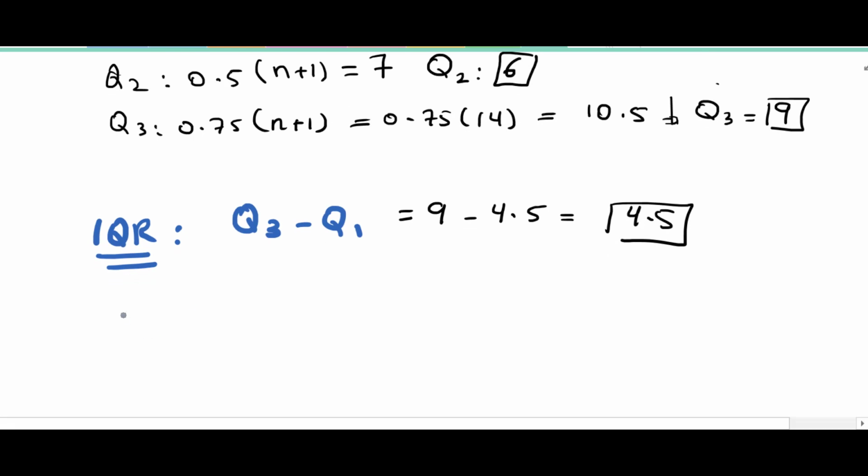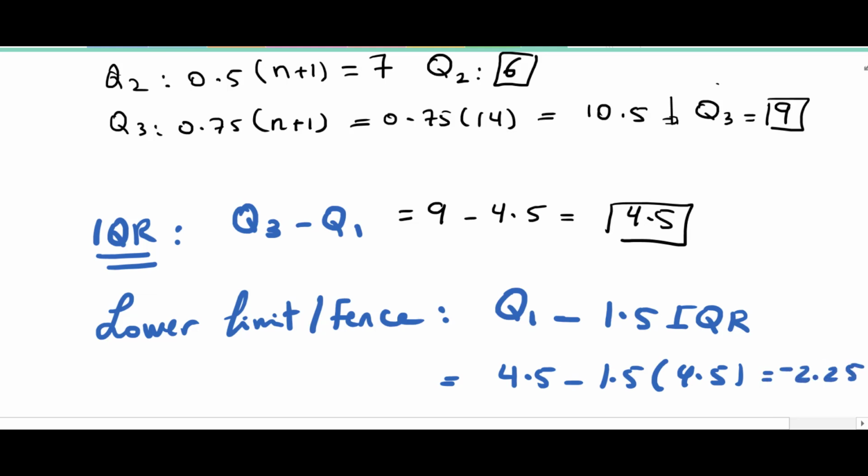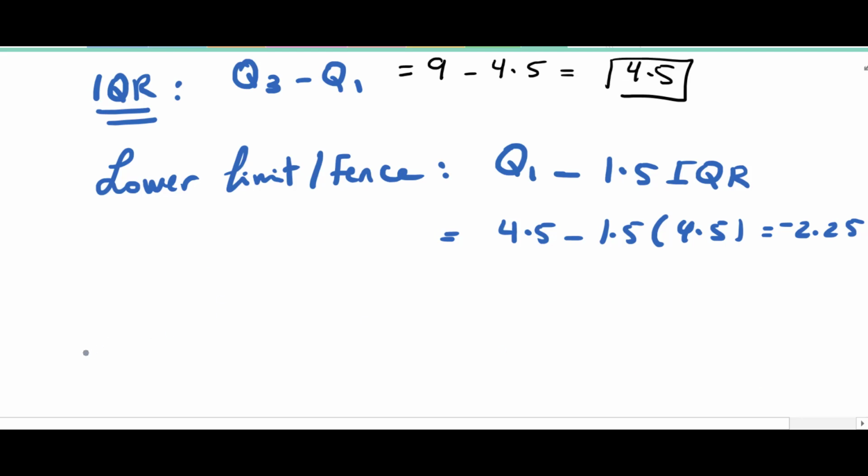The lower limit, or sometimes called a fence, has a formula. It's Q1 minus 1.5 multiplied by IQR. So in our case, Q1 is 4.5, minus 1.5 times 4.5. This gives you a lower limit of negative 2.25. And now we're going to see what the point of the lower and upper limit is.